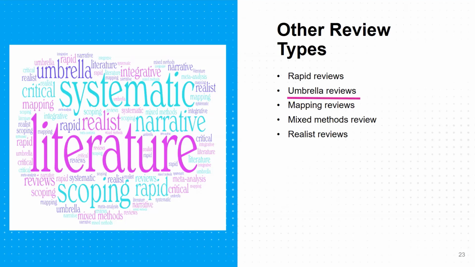If you've ever asked, can there be systematic reviews on systematic reviews? Yes, they're called umbrella reviews. Mapping reviews are very similar to scoping reviews, except they are question-based rather than topic-based. Mixed methods reviews combine qualitative and quantitative studies to address overlapping or complementary questions. And realist reviews are systematic reviews that provide explanations for why complex interventions work in the real world.